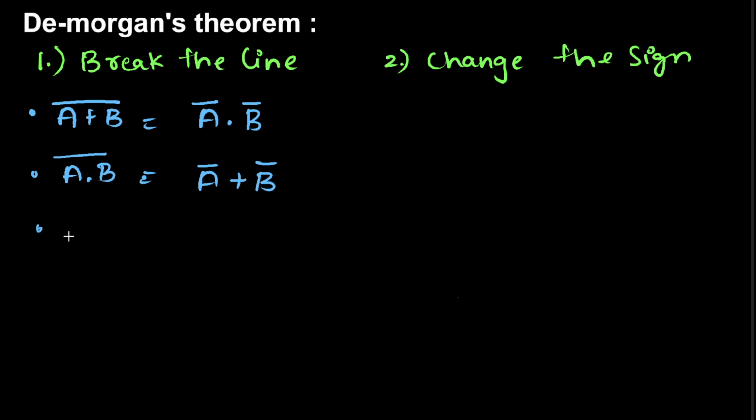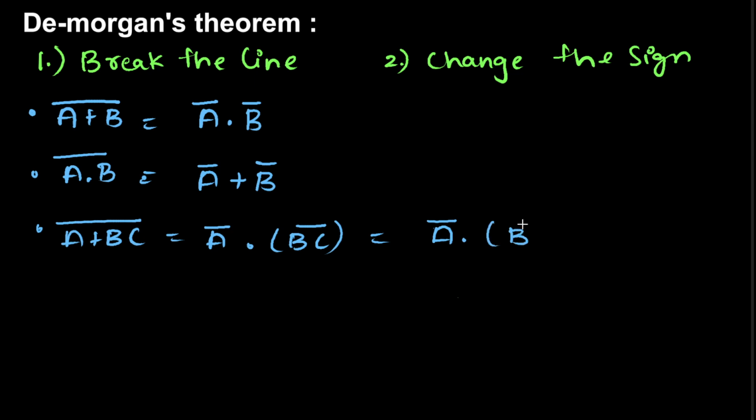Similarly, if you are having an expression like this, what can you write? First you will simplify this one, a bar b c bar, and you can also simplify this one with a bar into b bar plus c bar. I think you understood, and you can simplify this one as well, a into b bar plus a into c bar. And I think you understood.